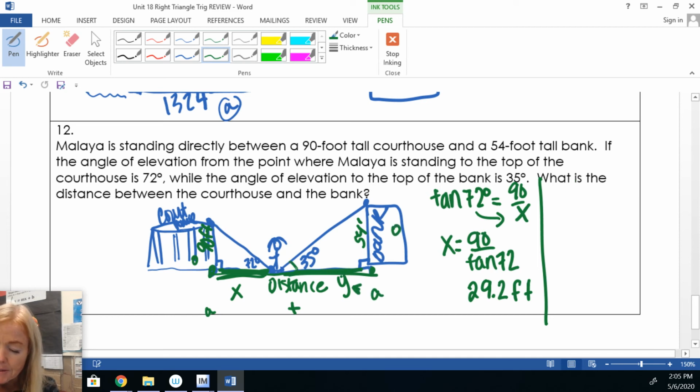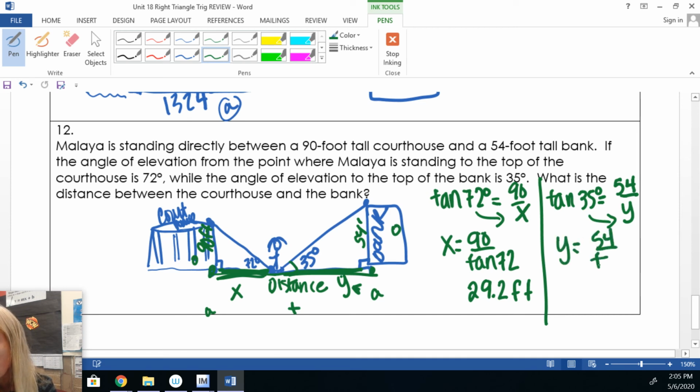All right, then to find Y, right here, we have, again, a tangent because we have opposite and adjacent from that angle. Tan 35 degrees is equal to 54 feet over Y, the distance between where Michaela is standing and the bank. Again, it's a switch because Y is in the denominator, so Y is 54 over tan 35. So 54 divided by tan 35 is 77.1 feet.